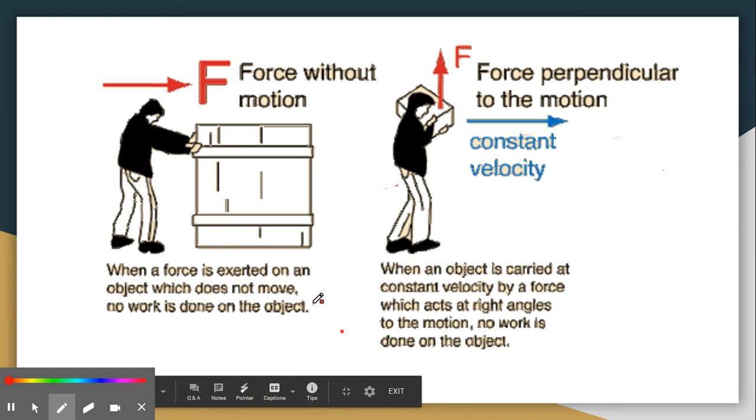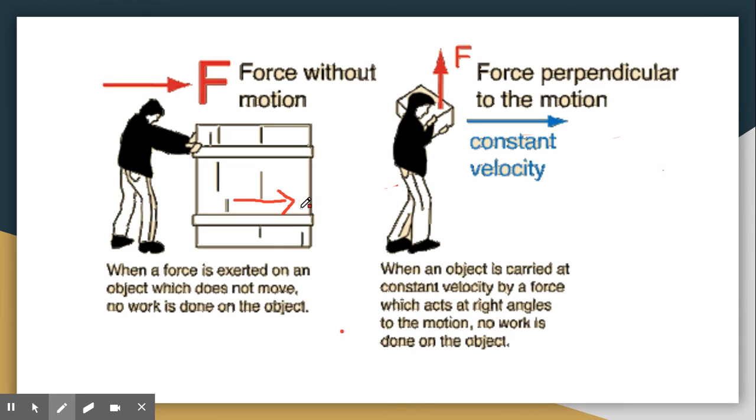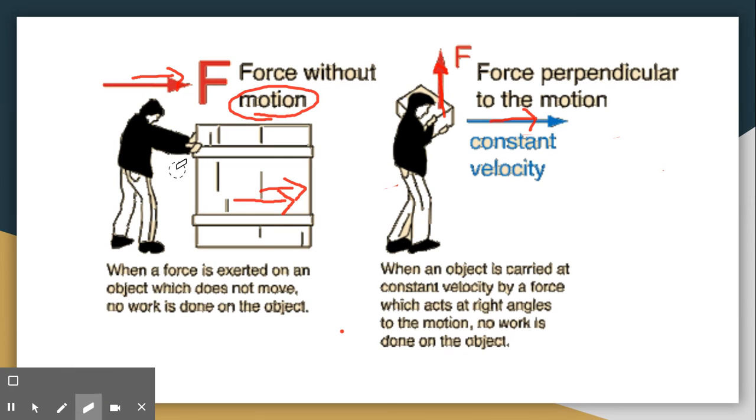In order for work to be done, like if this crate started to move in this direction, then we would have some work. So to have work, we have to have motion. I have to have motion, and it has to be in the same direction as my force. So my force is going this way, my motion's going this way. Once this crate starts moving, then we would have work. In this one, our force is going up. That's not in the direction of our motion, so we can't call that work. When we have work, we have to have motion in the same direction as the force that we are applying.